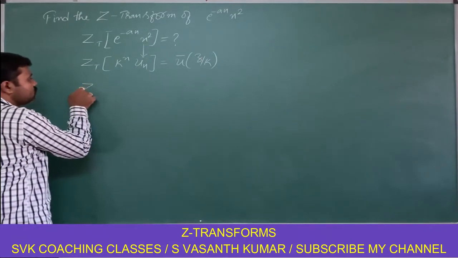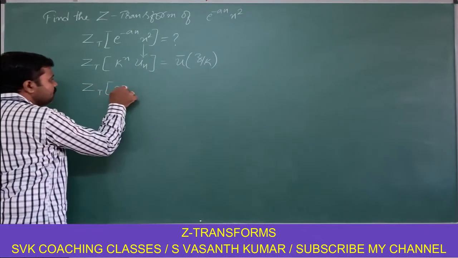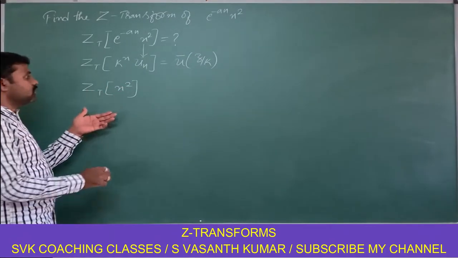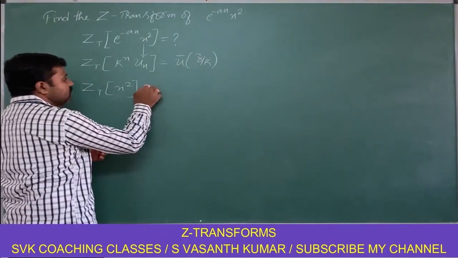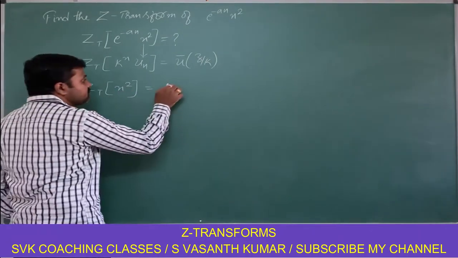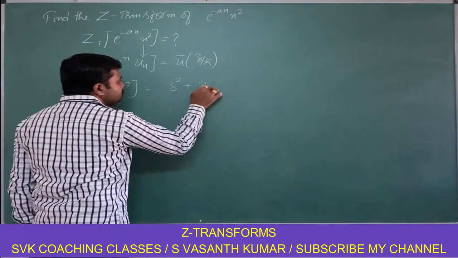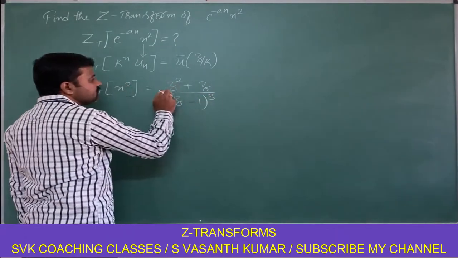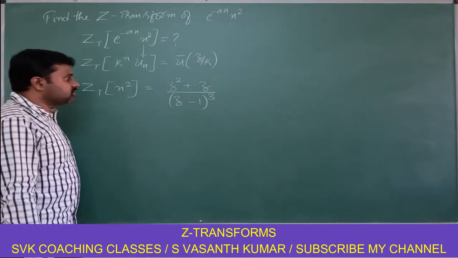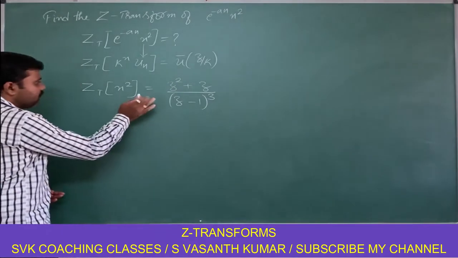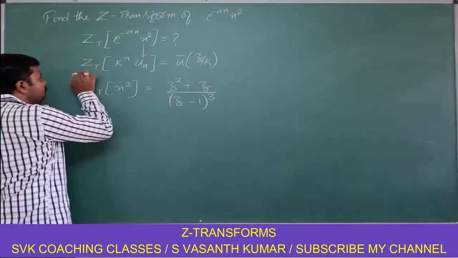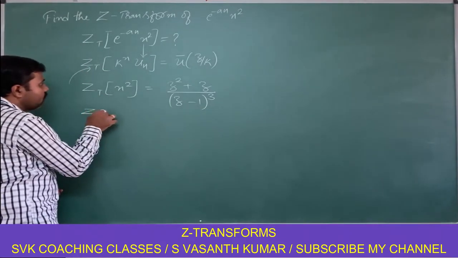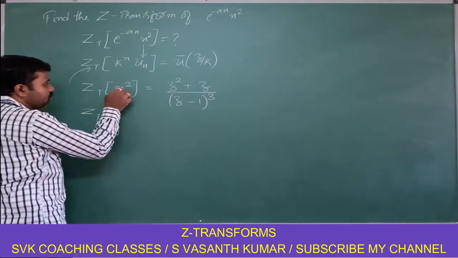So I want to find out the Z transform of n square. According to the standard list of Z transforms, we have the Z transform of n square as z square plus z divided by z minus 1 the whole cube. I will retain this definition and apply it over the above equation. In place of un, I will put n square.